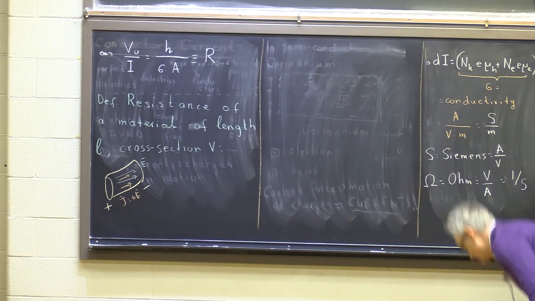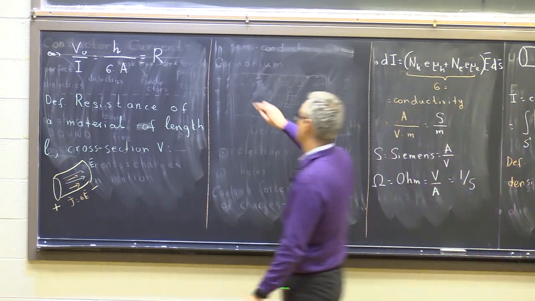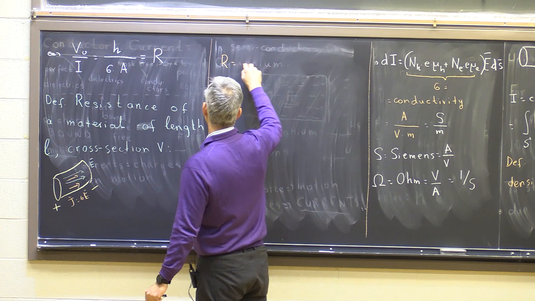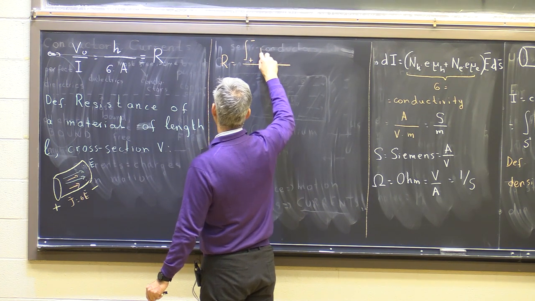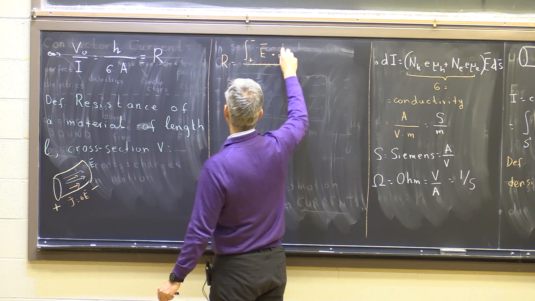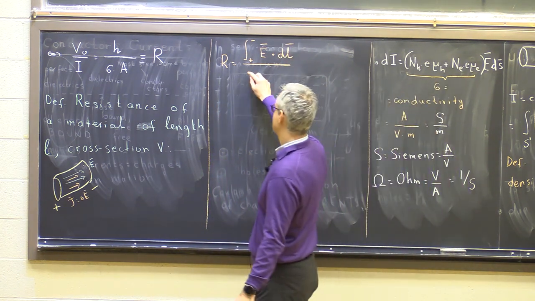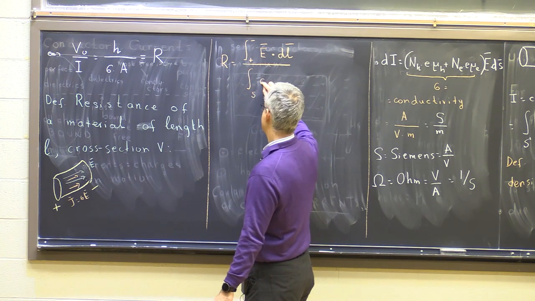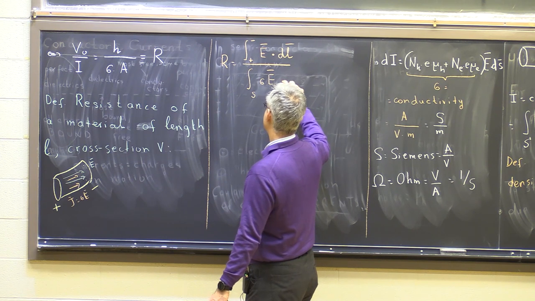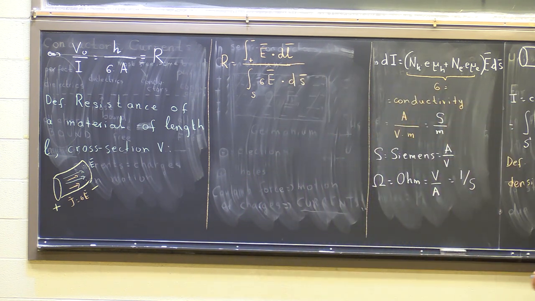So the resistance formally is defined as the voltage from the positive to the negative terminal, which is the integral of E dot dl, divided by the current through the cross section, S, which is the integral of sigma E dot ds. So this is precisely the type of calculation we did here.